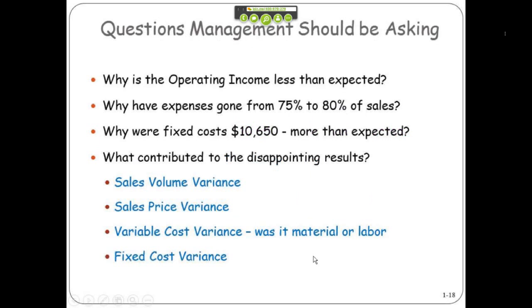So some questions you might ask. Why is the income less than expected? Why have expenses gone from 75% to 80% of sales? Why were fixed costs $10,000 more than expected? And then what contributed across these categories to the disappointing results?